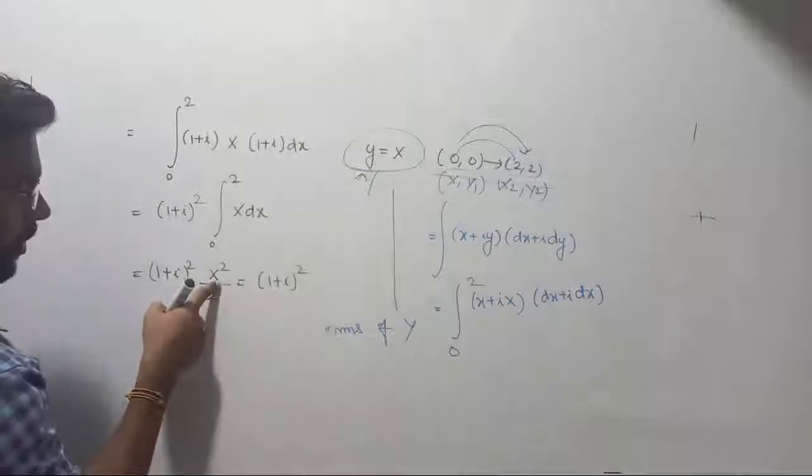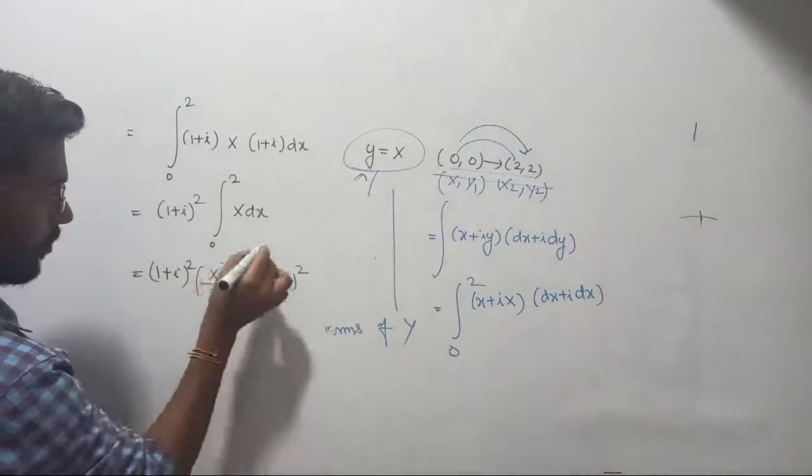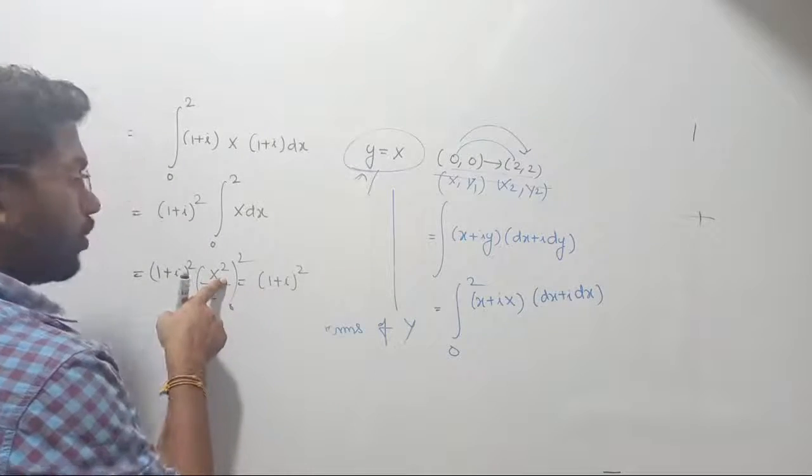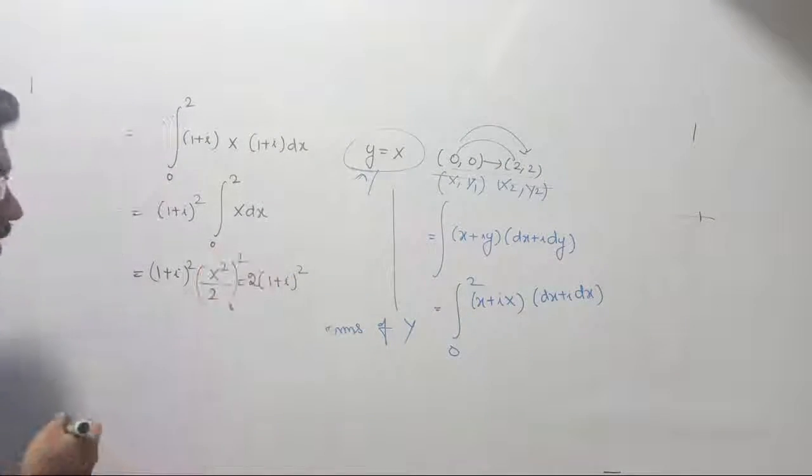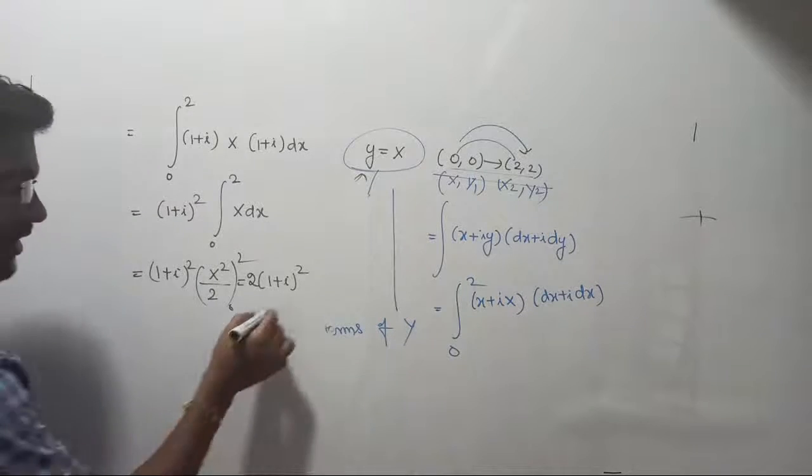Substitute the upper limit. See, I forgot to put the limits. Upper limit, 2 whole square will become 4, 4 by 2 will become 2 only. That's all. Lower limit 0. That is the answer. It's over.